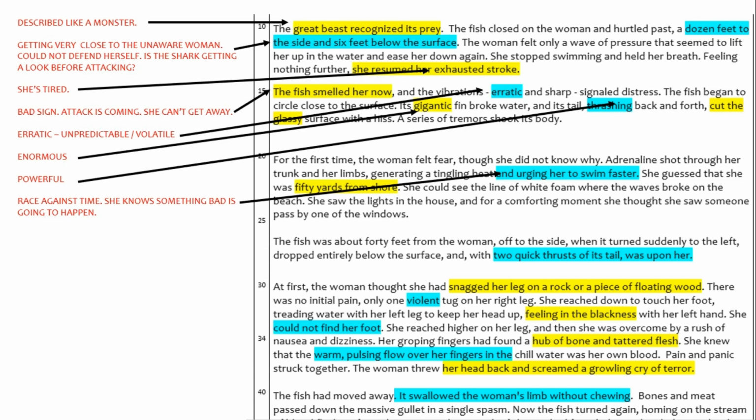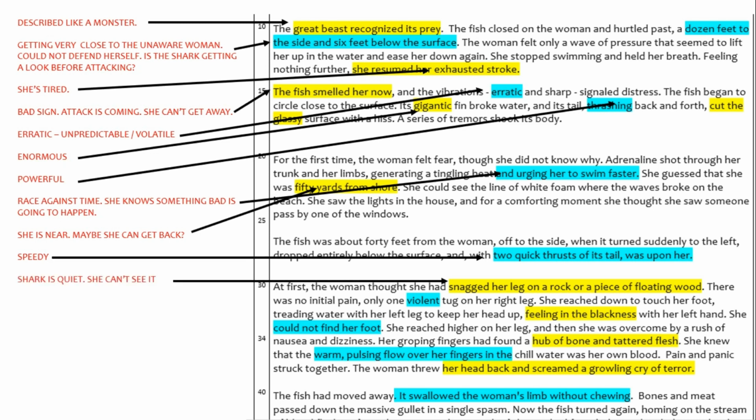And urging her to swim faster. So this is exciting for the reader because it's almost a race against time. She knows something bad is going to happen. 50 yards from shore. So this tells the reader she is near the beach. She is near the home. Maybe there is a chance she could get back. However, we may be told again as readers this might not be happening, as 2 quick thrusts of its tail was upon her, so it shows the speed of the shark.